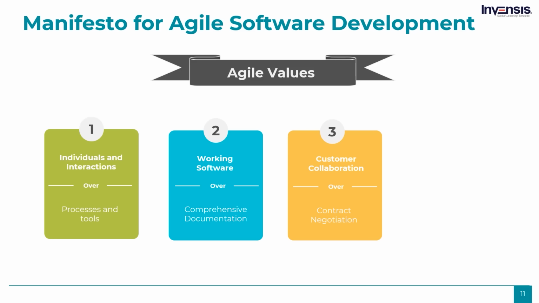Customer collaboration over contract negotiation. Once upon a time, contracts were king. They dictated what was to be delivered in the end, which left a lot of room for mismatched expectations. The Agile approach gives importance to customer-centric product development practices over product-centric approaches. According to the Agile Manifesto, the focus should be on continuous development.